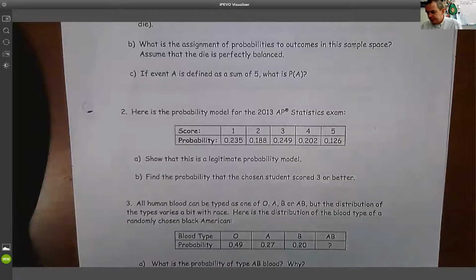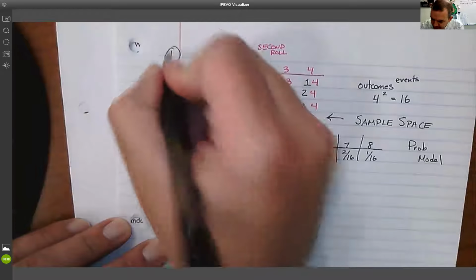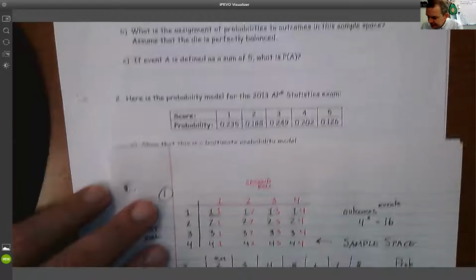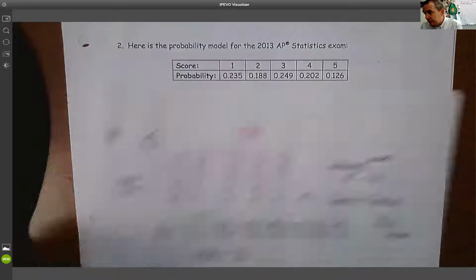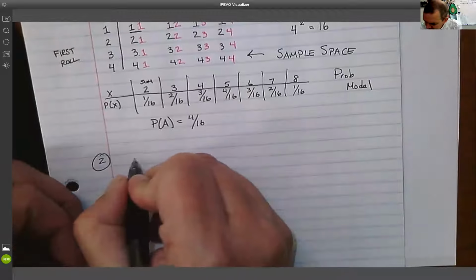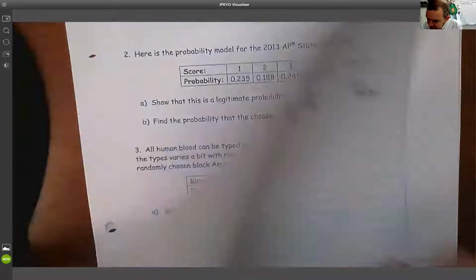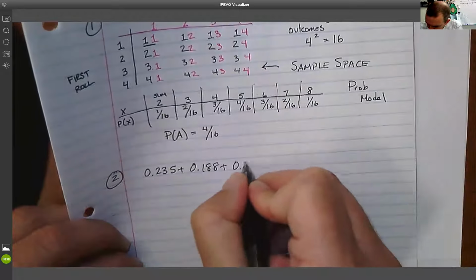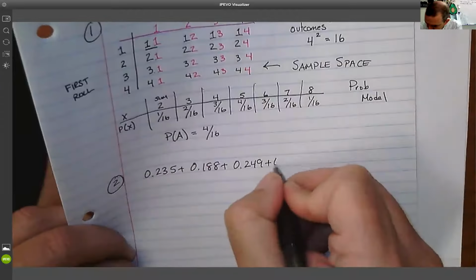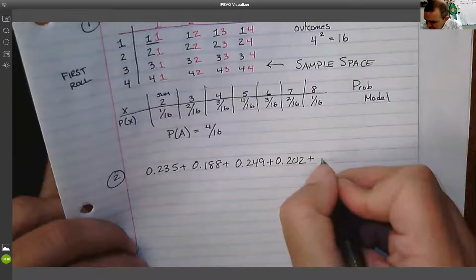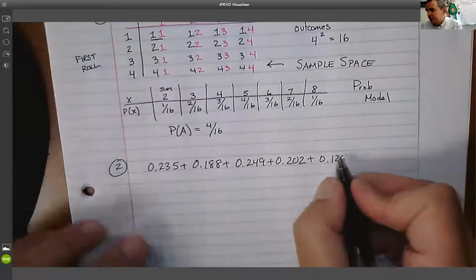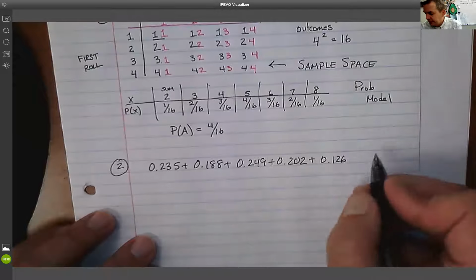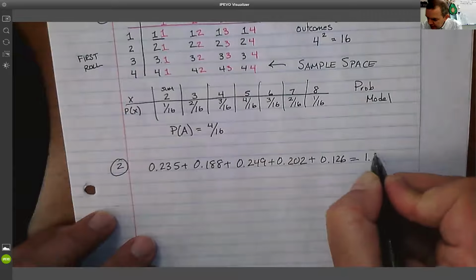Next. Number 2, here's a probability model for the 2013 AP Stats exam. Show that it's a legitimate probability model. And again, the way that we want to do that is we want to go ahead and add up all those numbers. So what I'm going to do is 0.235 plus 0.188 plus 0.249 plus 0.202 plus 0.126. And what I want to do is show that that adds up to 1. If I do it in the calculator, you find out that it in fact does add up to 1.